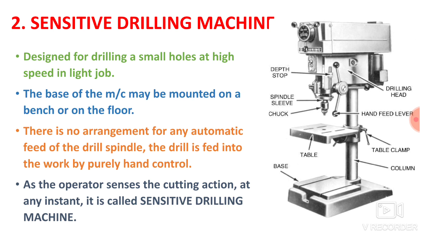Why is it called a sensitive drilling machine? Because the operator can sense the cutting action. Means with his hand control he can sense the feeding movement of the drill bit. That is why this machine is known as a sensitive drilling machine. And it is basically used for drilling a small hole at a high speed.